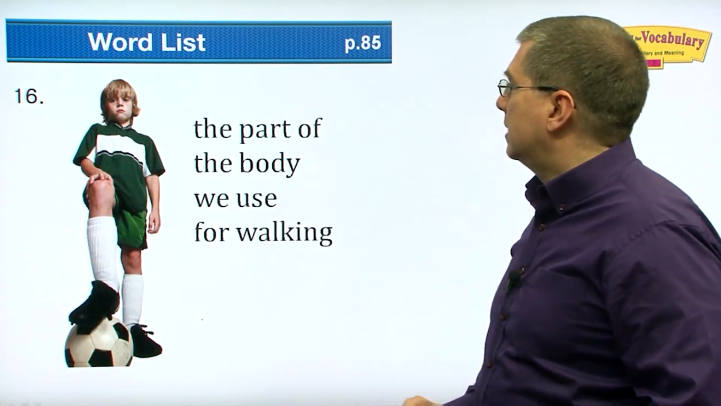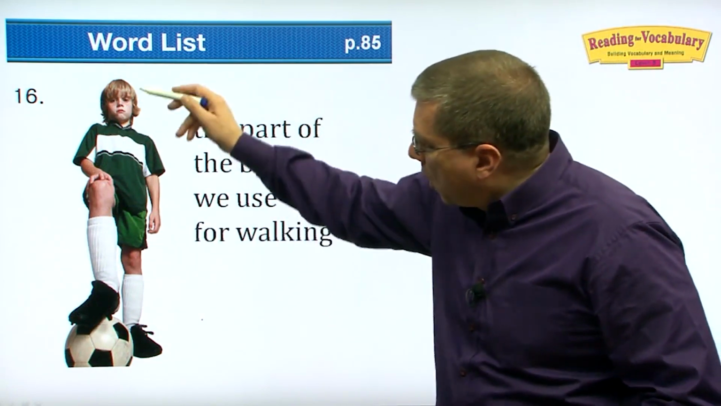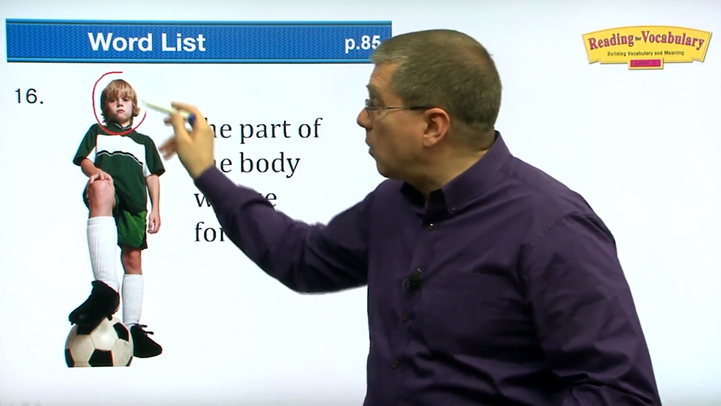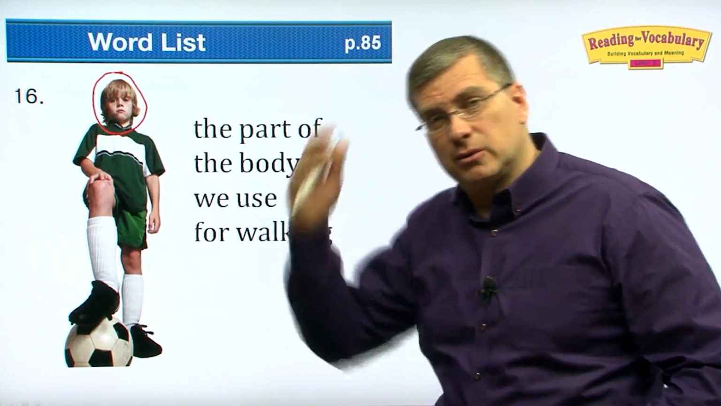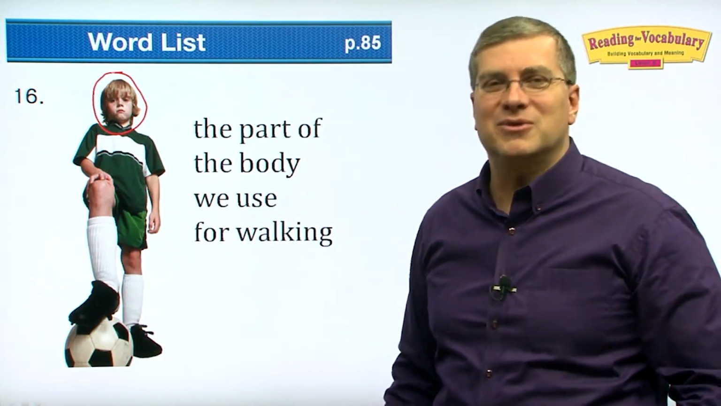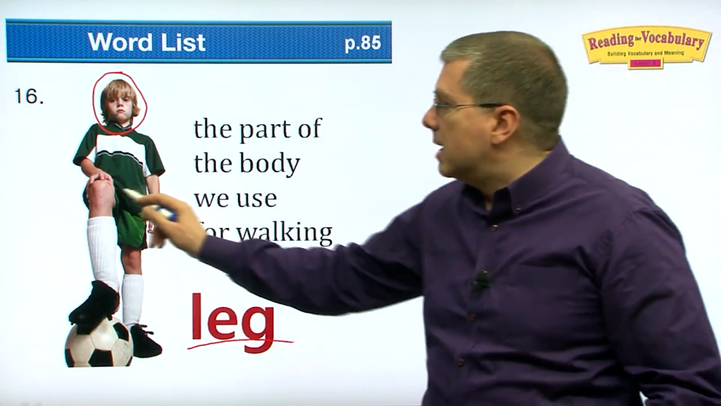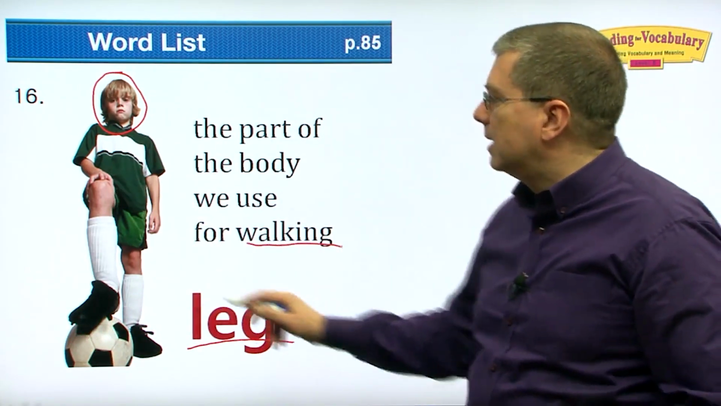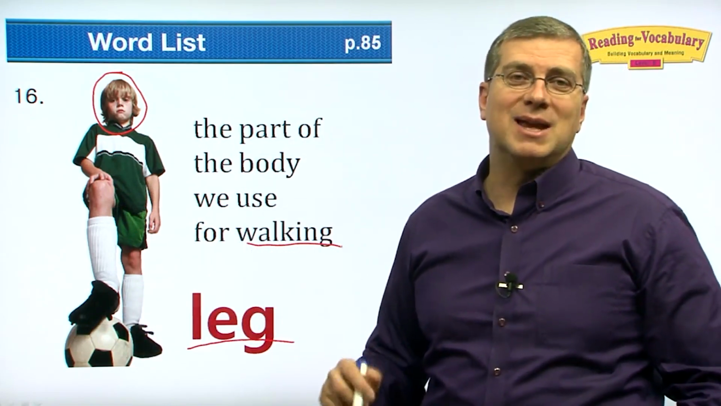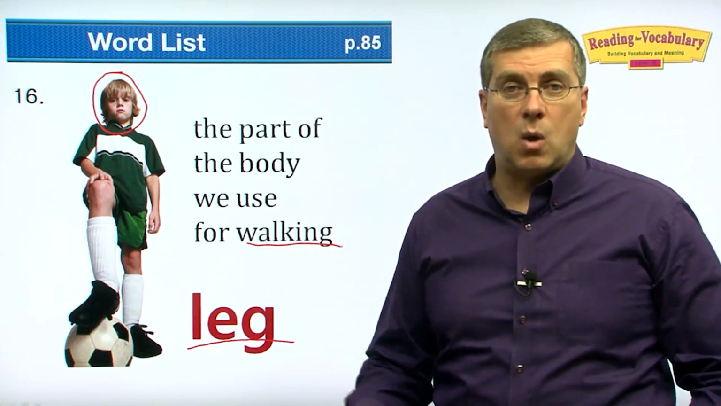Sixteen. The part of the body we use for walking. What part of our bodies do we use for walking? Do we use our head for walking? No, that hurts, right? Do we use our arms for walking? No, we don't use our arms for walking. We use our legs for walking. The leg is used for walking, for running, for kicking the ball. We use our legs for many things, okay? But especially we use our legs to walk.